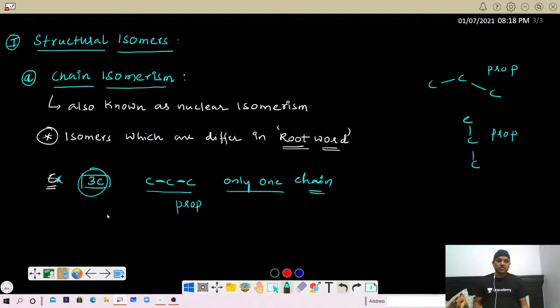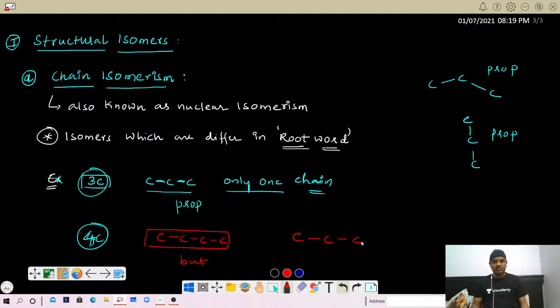Fine. Suppose the given compound contains 4 carbons, then how many chains are possible? How many can you write? You can write these chains. There are 4 carbons in a straight chain, so this root word I can say is butane. And you can make one more chain with 3 carbons and one branch.